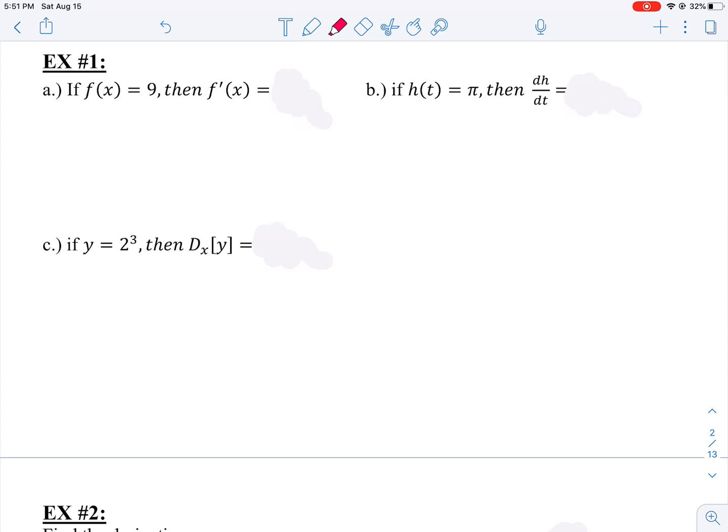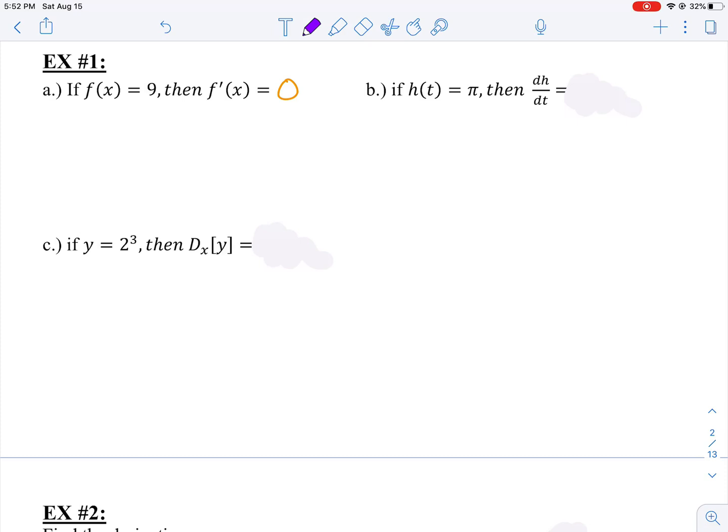Okay, look at example number 1 with me. If f of x is 9, then what's the derivative of f of x? Well, if f of x is just a number, a constant, then we know that the derivative of any number is 0.